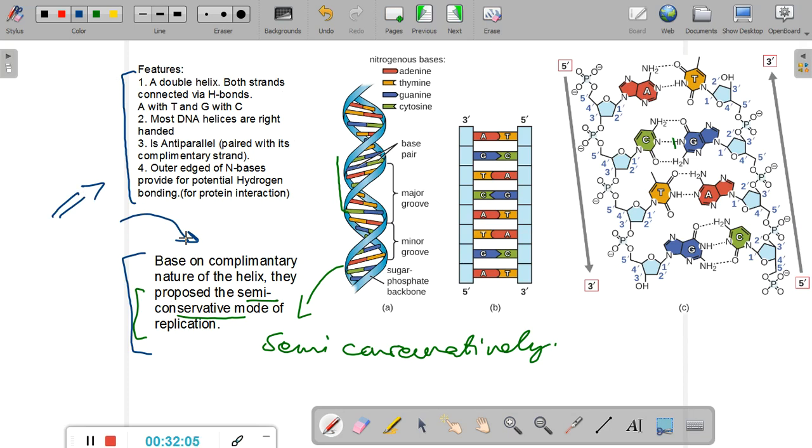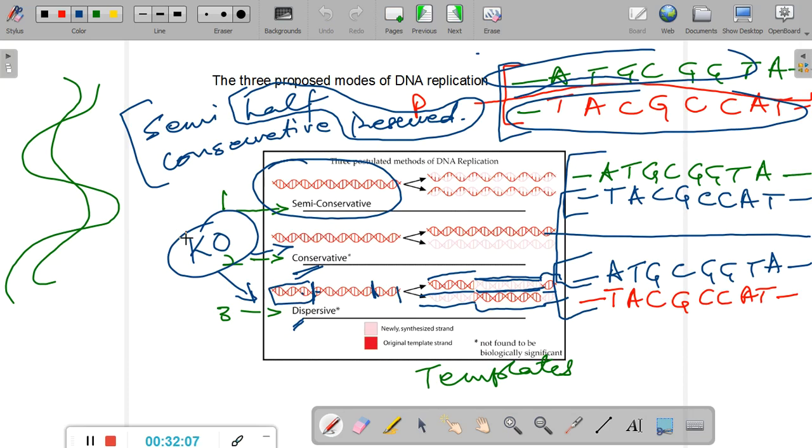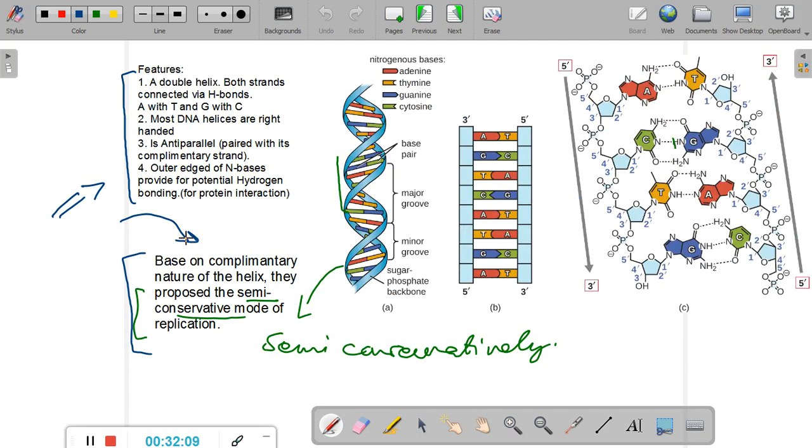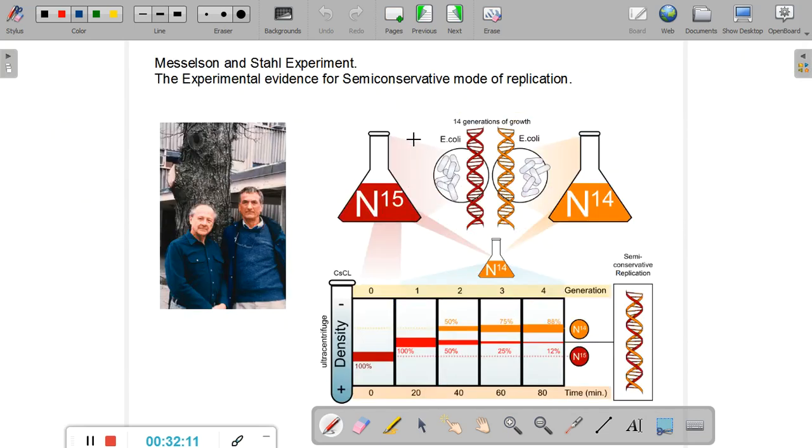In our next session, we will look at the experimental method. We will look at the Meselson and Stahl experiment. These two individuals, Meselson and Stahl, designed a wonderful, beautiful experiment, with the help of which they could prove that the mode of replication was semi-conservative. But this is what we will see in our next session.